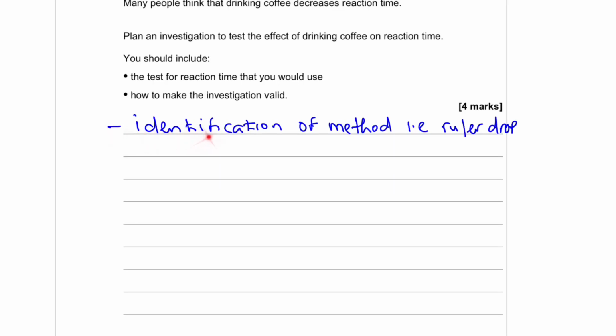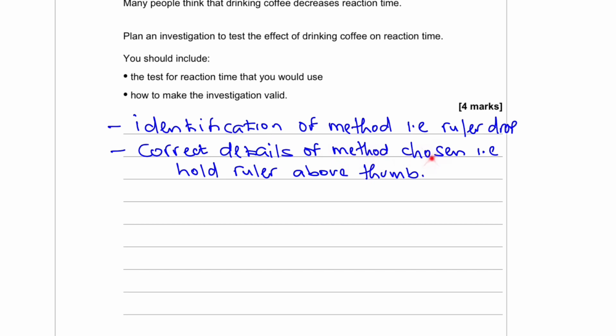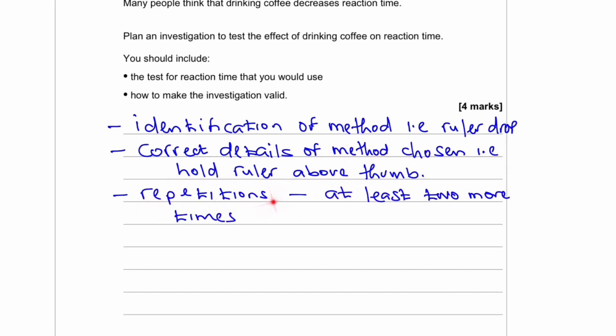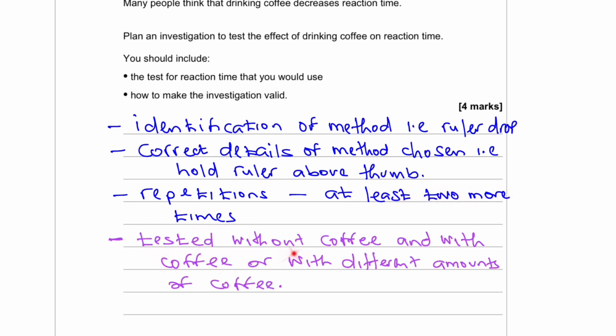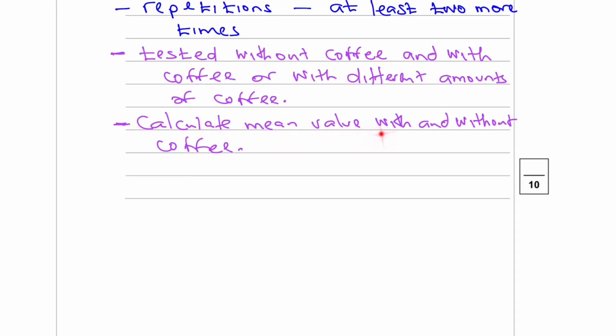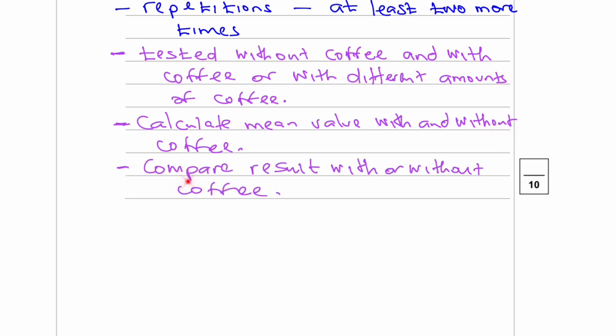So, identification of method, i.e. ruler drop for reaction time. Correct details of method chosen, i.e. hold ruler above thumb. Repetitions at least 2 or more times. Tested without coffee and with coffee, or with different amounts of coffee. Calculate mean value with and without coffee. Compare results with or without coffee.